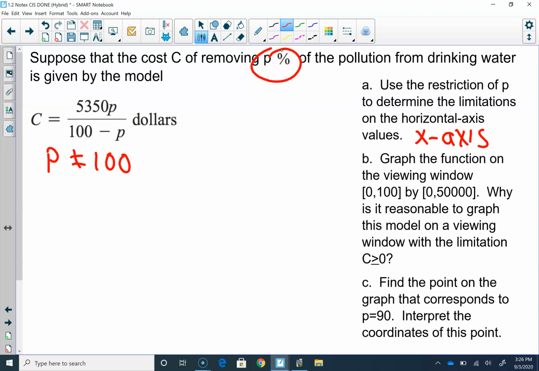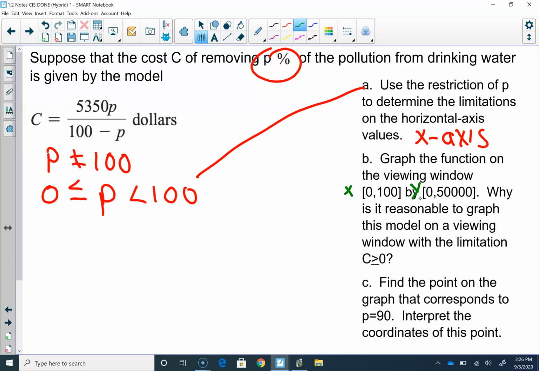So the limitations or the limits on here, the P would go between 0, because you can have a 0%, so I'm going to do greater than or equal to. But it has to be less than 100. It can't be equal to 100. So that is the answer for A. Let's go to B. Graph the function on the viewing window. So they want this to be the x limits, the min and maxes, and this to be the y's. And I'm going to graph this.